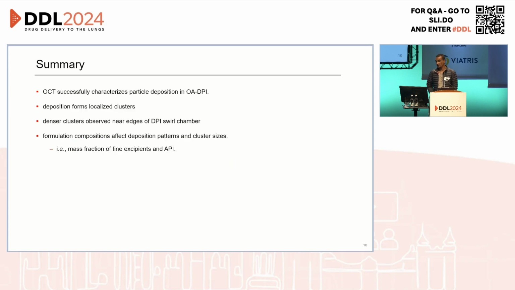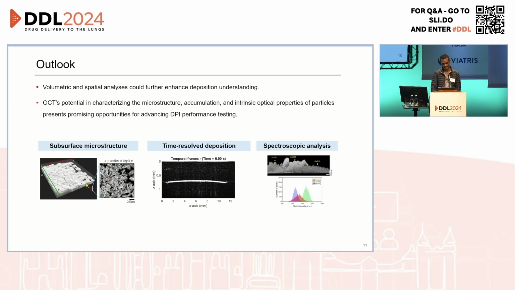Yeah, so in summary, obviously OCT showed a very promising approach to quantify depositions, not only in the in vitro airways, but it could also be done inside the optically accessible DPIs that would be used to assess the deposition characteristic. And local depositions were found to form some form of clusters.